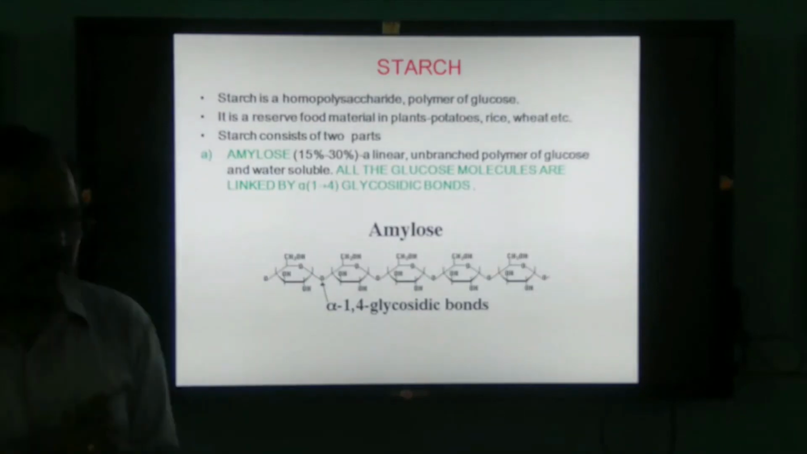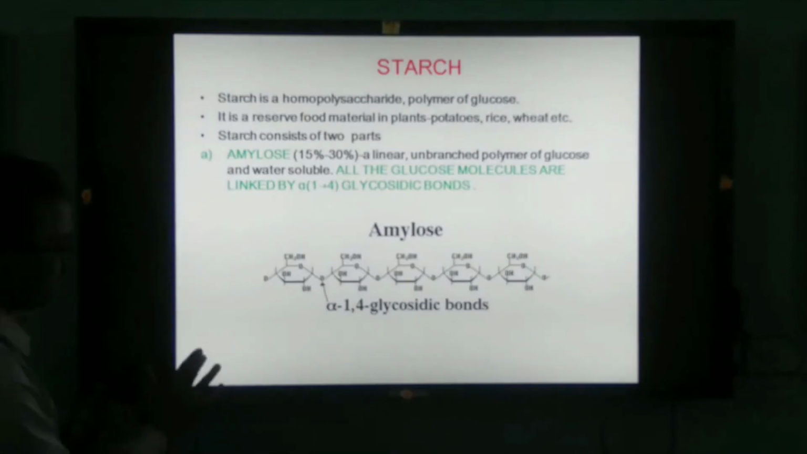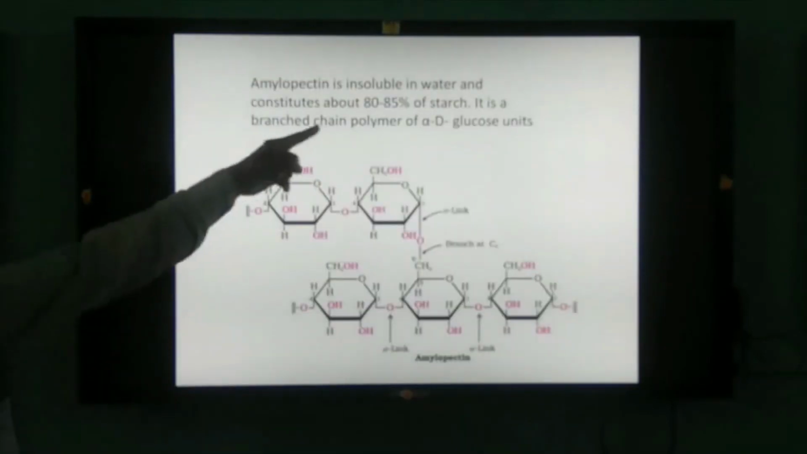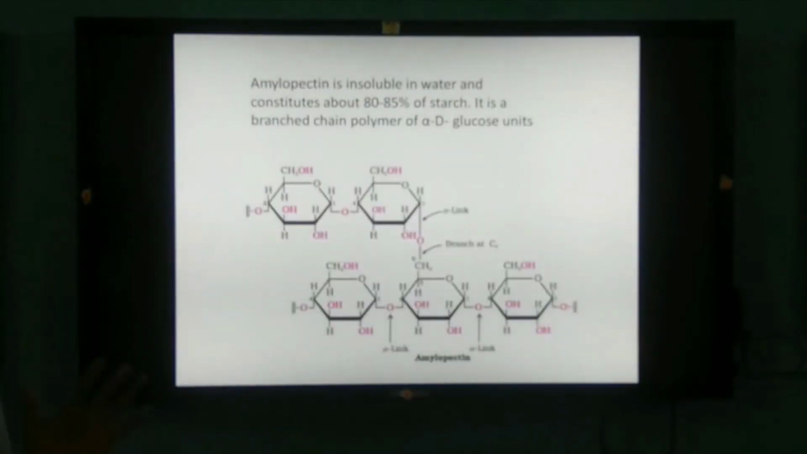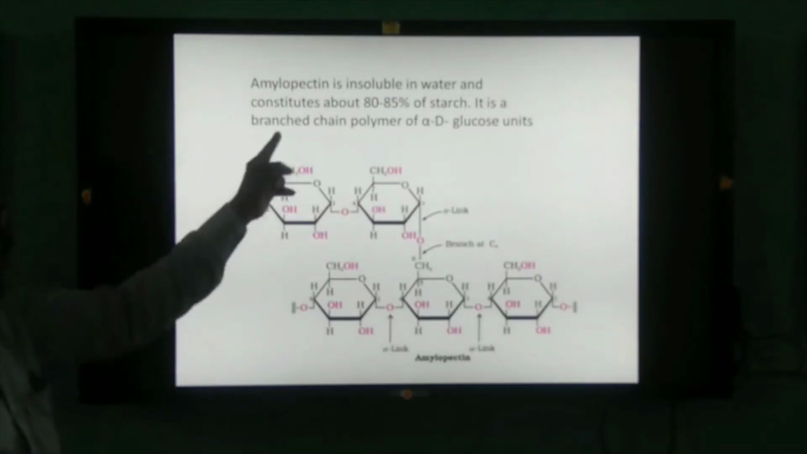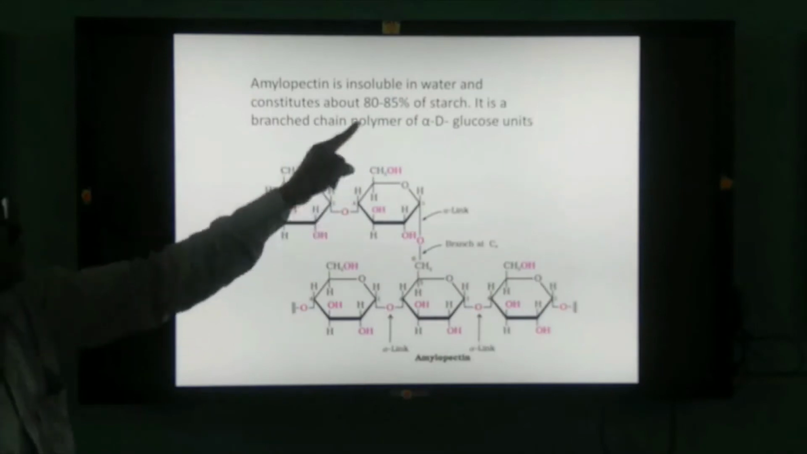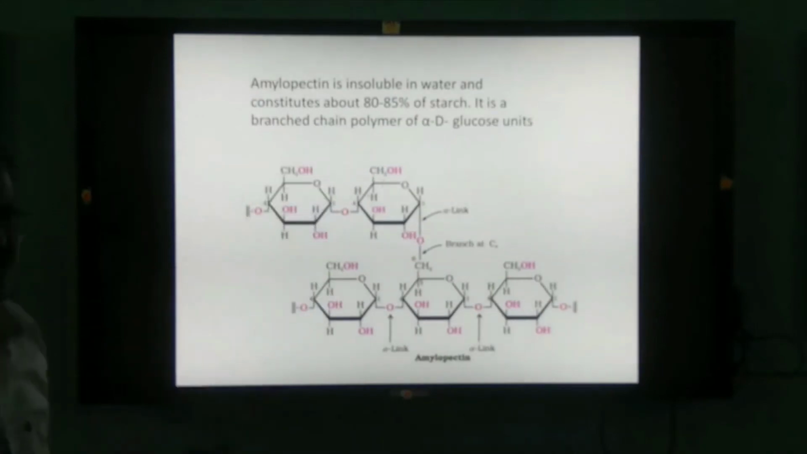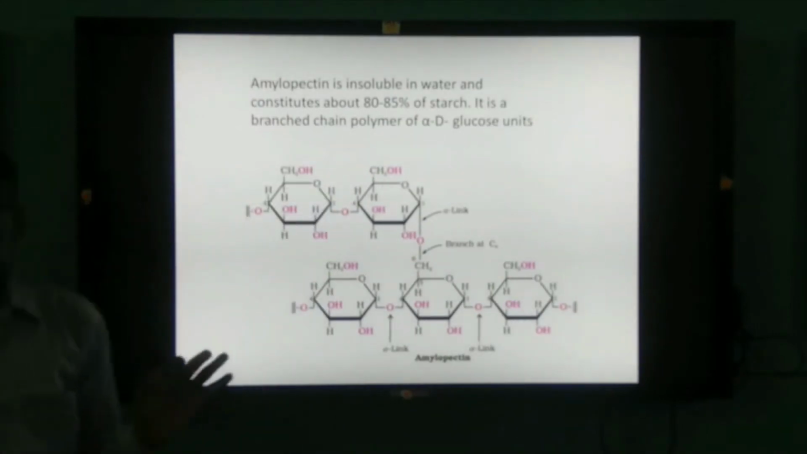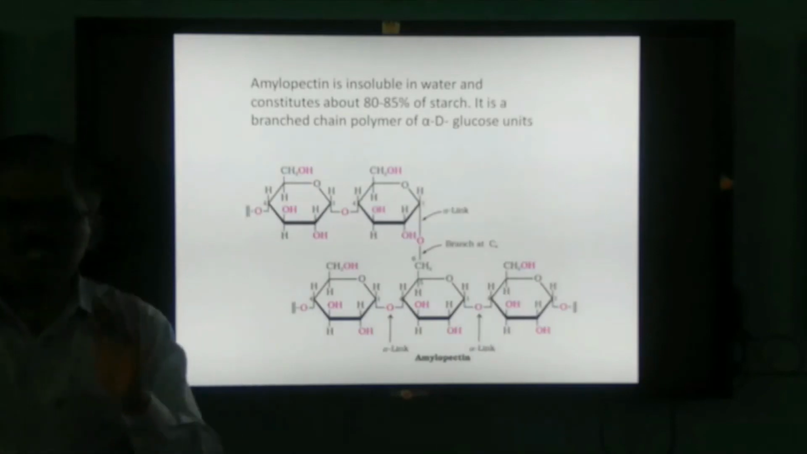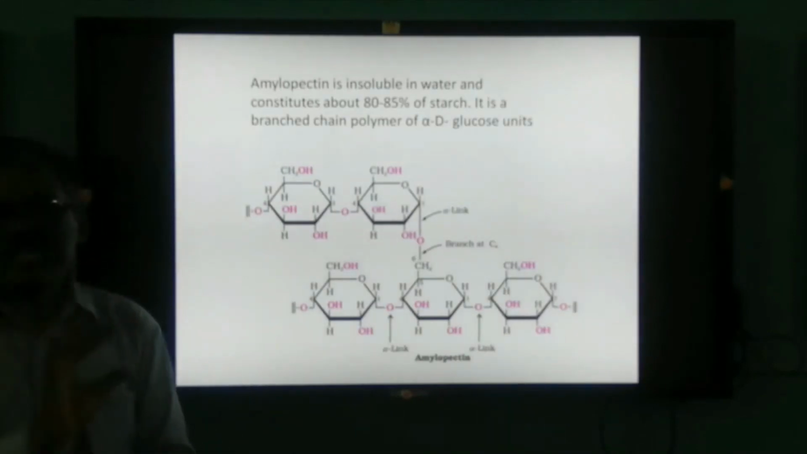Next is amylopectin. Of course, it is insoluble in water. 85% of the starch occurs in the form of amylopectin. So it is a branched chain polymer and insoluble in water. So this is the structure of amylopectin. There is nothing to do about the structure, only the basic ideas, the structural difference between amylose and amylopectin. That much only you must know.